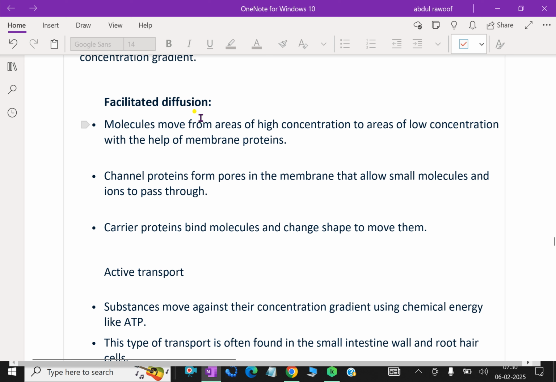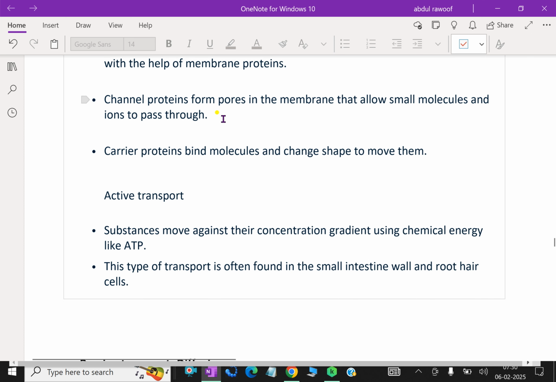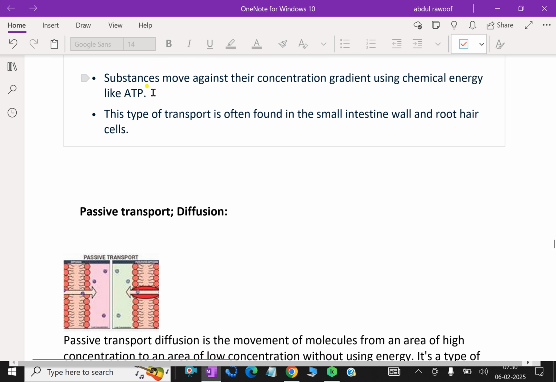What is facilitated diffusion further? Molecules move from areas of high concentration to areas of low concentration with the help of membrane proteins. Channel proteins form pores in the membrane that allow small molecules and ions to pass through. Carrier proteins bind molecules and change shape to move them. Active transport, what is that? Substances move against their concentration gradient using chemical energy like ATP. This type of transport is often found in the small intestine wall and root hair cells.